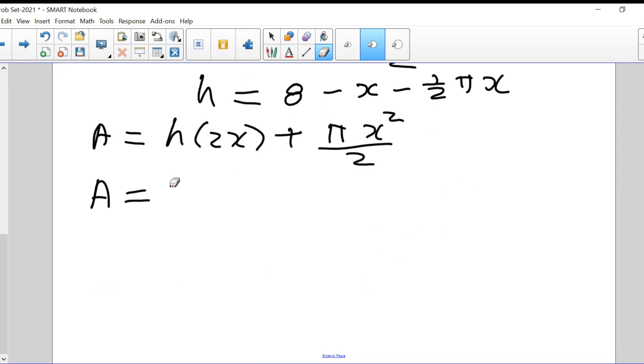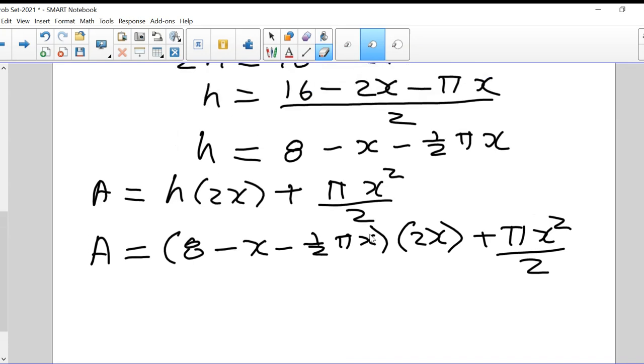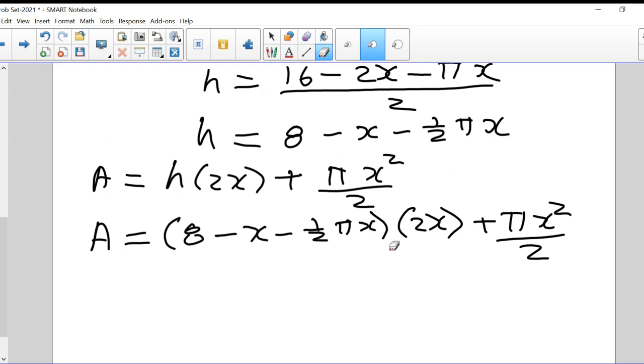So this is equal to this thing here, which is 8 minus x. By the way, you can factor out a common factor of x out of this, but I'll leave it as it is for now. Minus a half pi x multiplied by 2x, and then plus pi x squared over 2, right? So this is a function now that's exclusively in terms of x. And yes, this is what you're going to have to derive at this point.